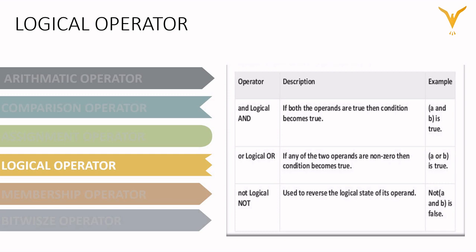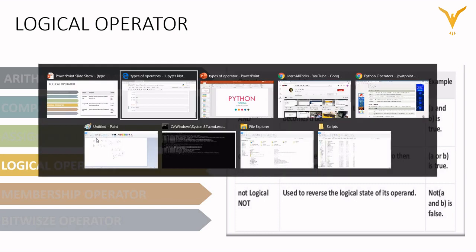And operator, it means if both the conditions are true, then it will become true, otherwise it will become false. In or operator, if any of the two conditions are true, then the condition becomes true, otherwise it will become false. And next is not operator, used to reverse the logical state of its operand. So now let's see the example for logical operator.